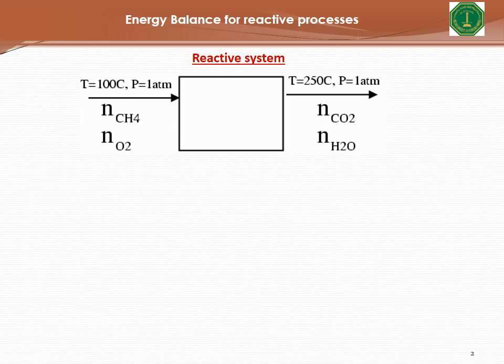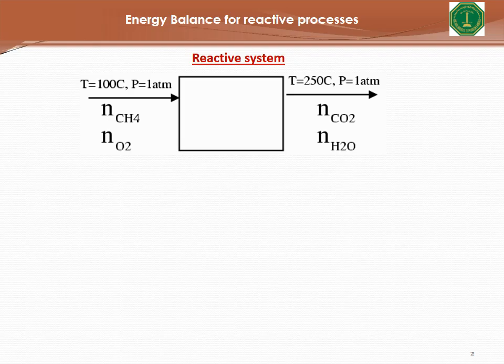For example, look at this reactive system here. Here we have methane and oxygen as the inlet, and they are at 100 degrees Celsius and a pressure of 1 atmosphere. Now, methane is burnt here using oxygen, and the products of combustion, namely carbon dioxide and water vapor, are cooled to 250 degrees Celsius at 1 atmosphere.